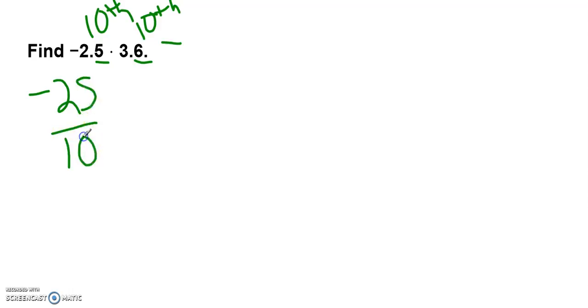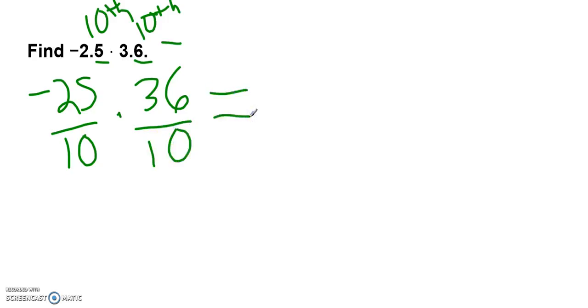And now they want us to multiply a negative decimal by a positive decimal, so we should get a negative number at the end. But you guys know that I do not like these decimals. This is in the 10th place. This is in the 10th place. So I'm going to get rid of these decimals and just write negative 25 over 10 times 36 over 10.